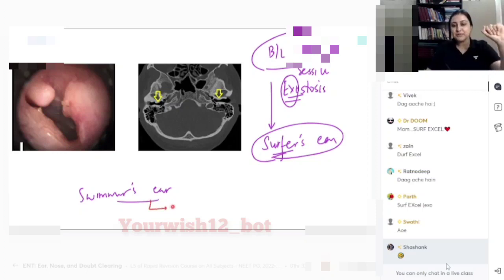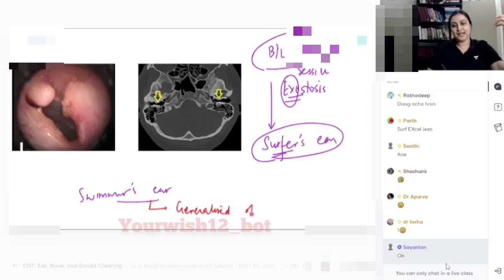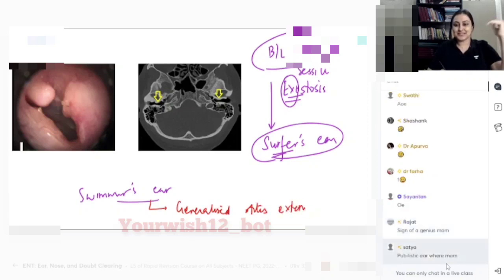So this is swimmer's ear. Swimmer's ear is when you have otitis externa. So this is your generalized otitis externa, right? So that is swimmer's ear. Okay, so that is what this is.